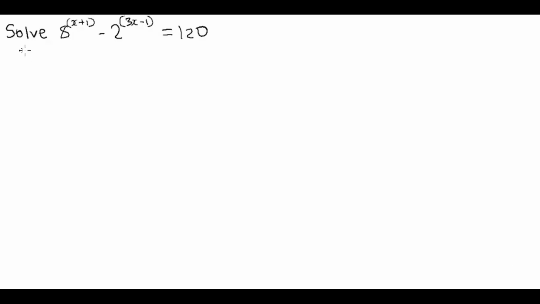We are given this problem: 8 to the power of 3x plus 1 minus 2 to the power of 3x minus 1 is equal to 120, and you are told to solve for x. 8 can also be written as 2 to the power of 3. So we can write 2 to the power of 3 times (3x plus 1) minus 2 to the power of 3x minus 1 is equal to 120.